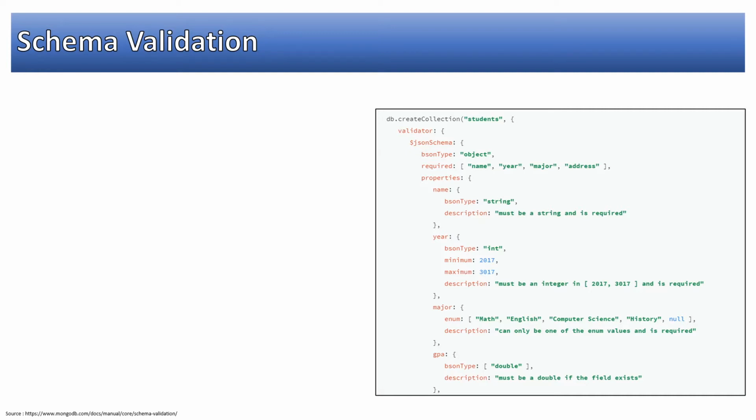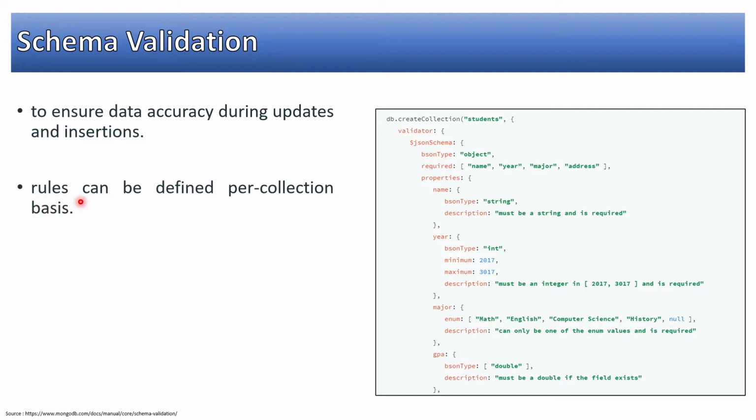We can enforce schema in MongoDB by using schema validation while creating the collection, as well as after the collection has been created. At that time also we can impose the data schema validation in that particular collection. It ensures data accuracy during updates and insertions. And the second advantage is rules can be defined on a per collection basis. So it will not be applicable across the whole database. It will be applicable for different collections.